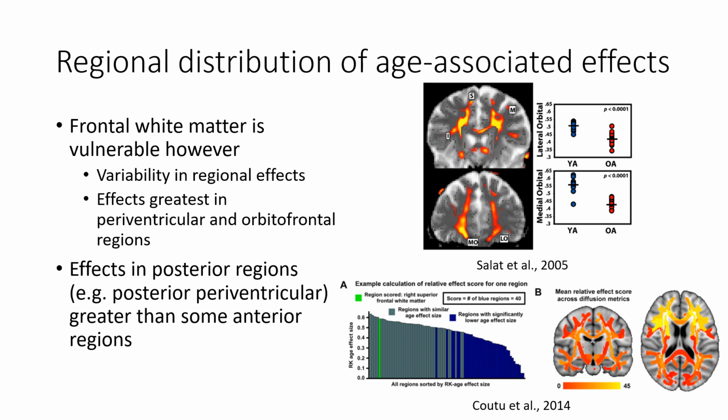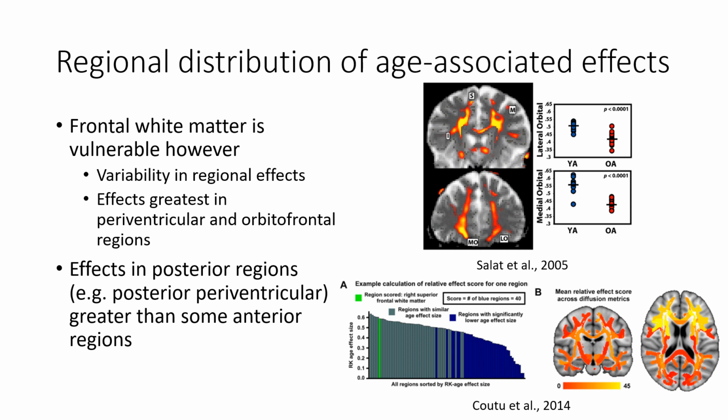The image below shows a relative effect size analysis demonstrating the regions of the white matter that show the greatest statistical differentiation from effects in other regions. As can be seen here, relative effects are greatest in regions of frontal white matter. However, the effects are also greatest in regions bordering the lateral ventricles. Additionally, regions bordering the posterior lateral ventricles show greater effects than several more anterior regions, demonstrating again that it's not a simple anterior to posterior gradient.